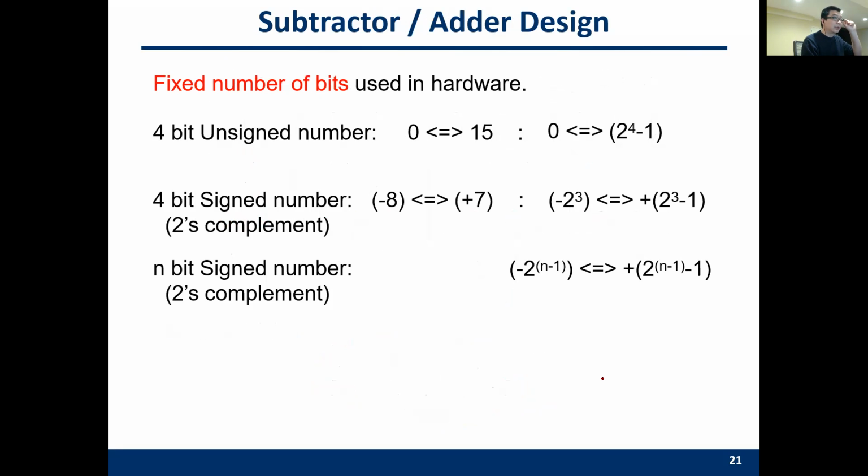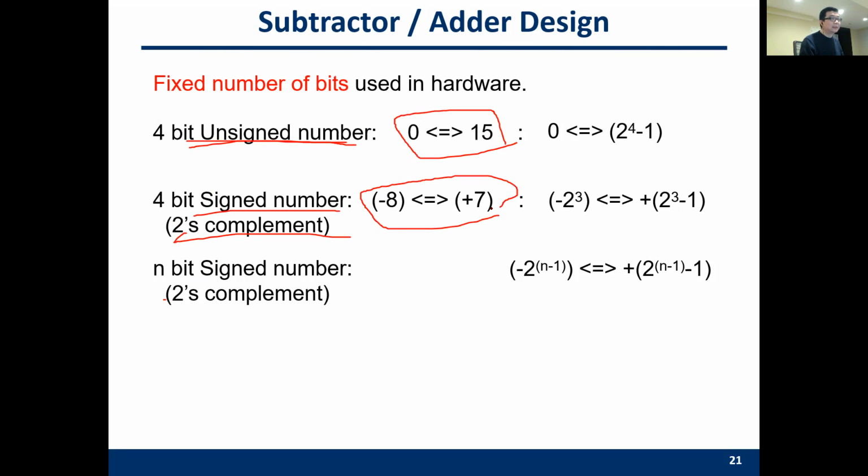If we want to do the subtraction, we need to use the 2's complement number. Again, if you have any difficulty in these slides, you can review the slides of the binary number representation. I explained what the unsigned number, signed number, and the 2's complement number are here. With 4 bits, for unsigned numbers, we can represent these numbers. For the signed number, we can represent these numbers.